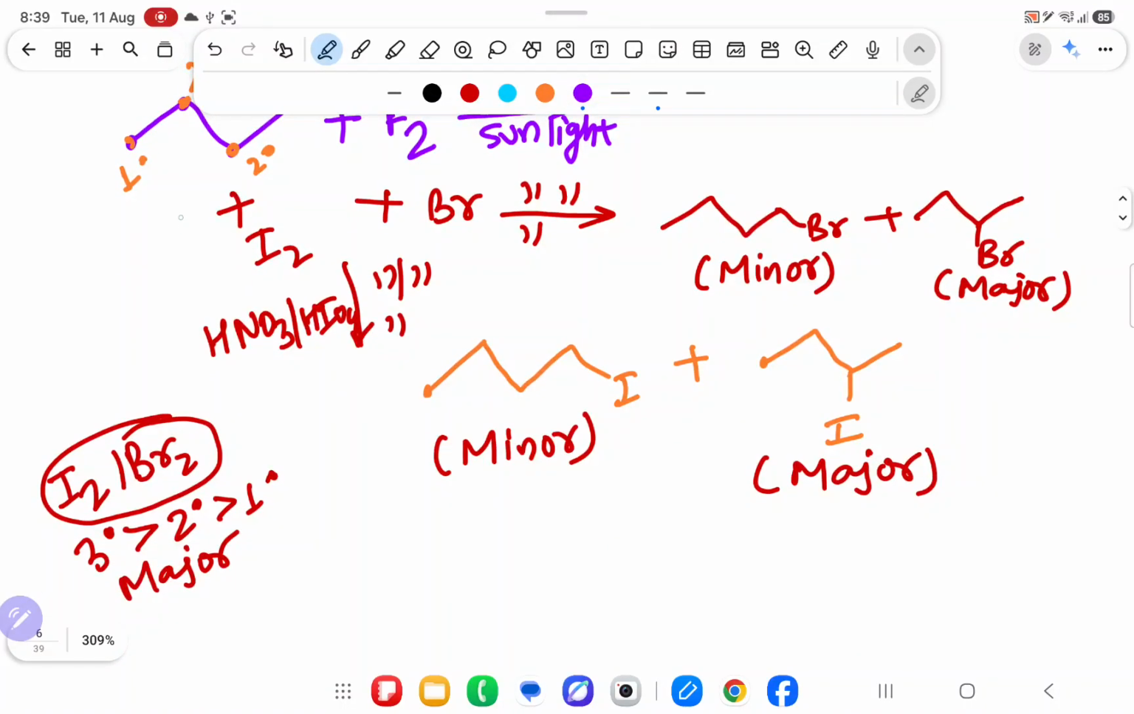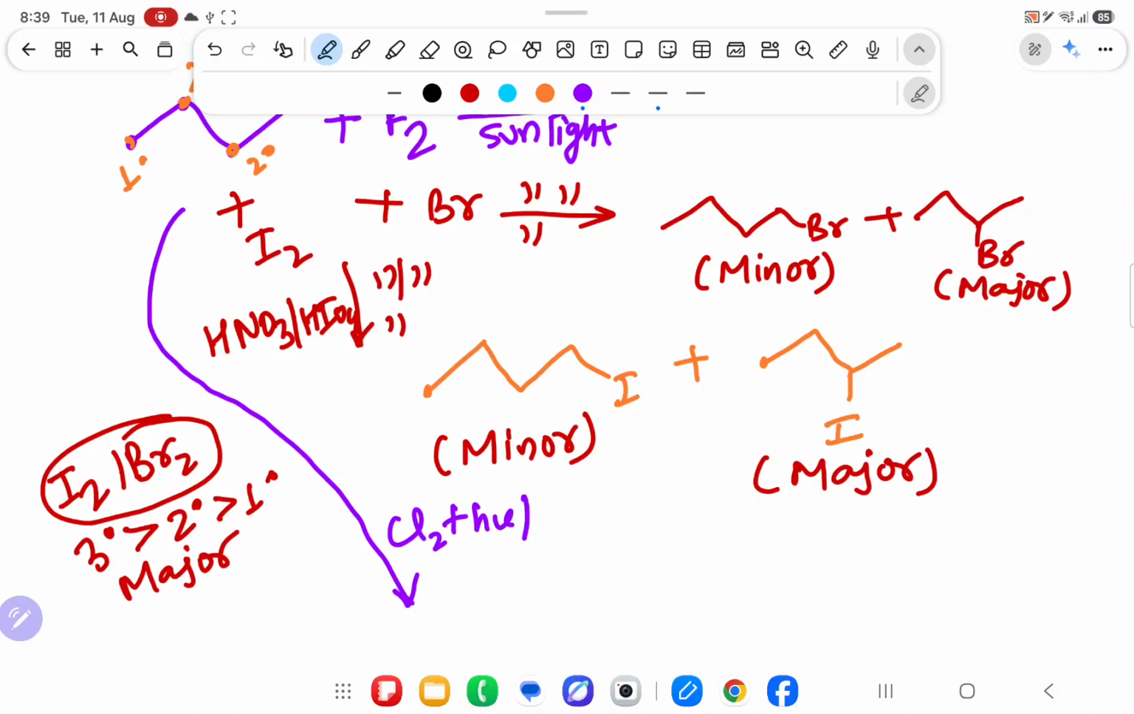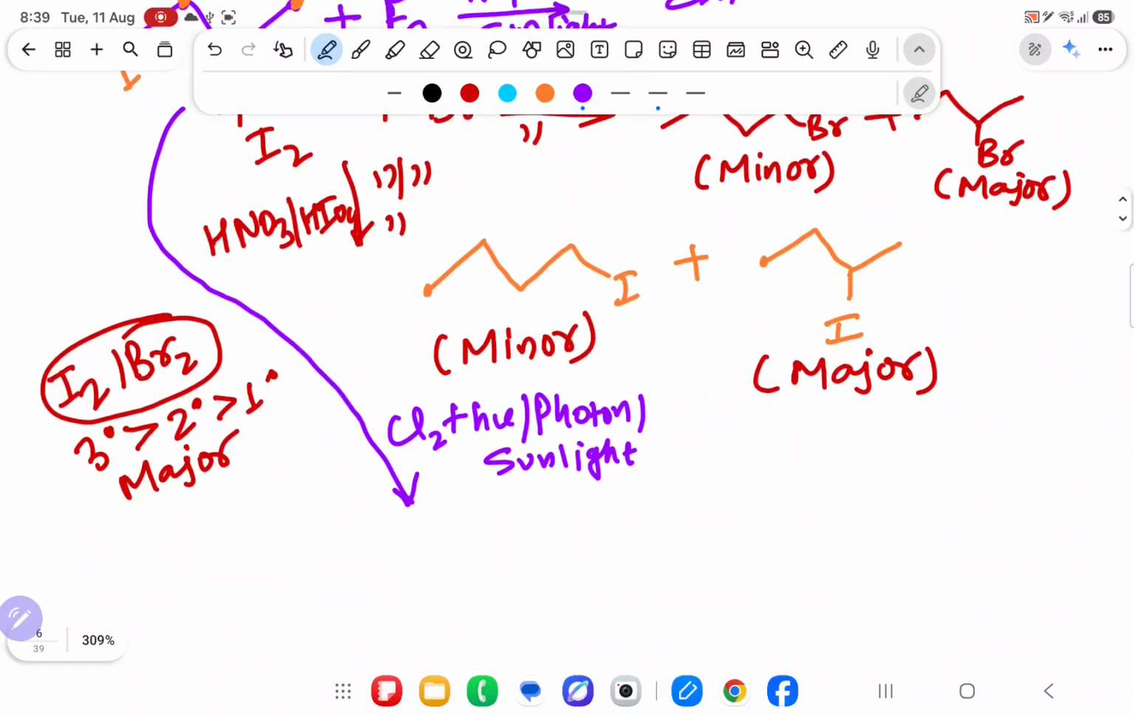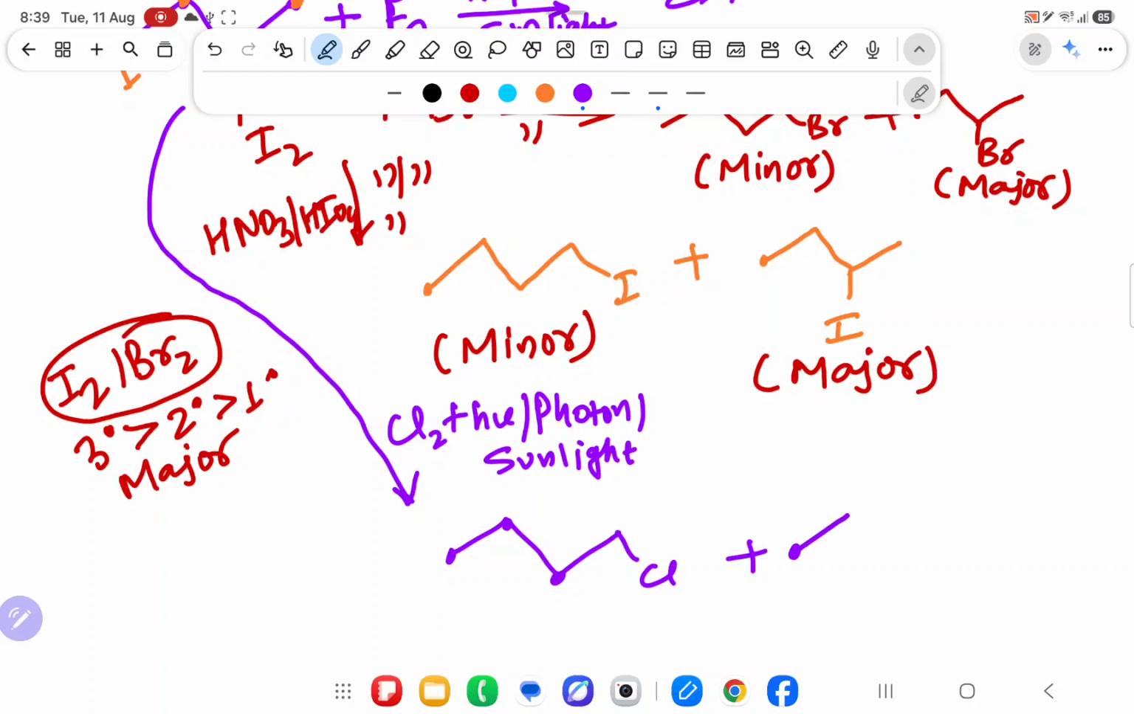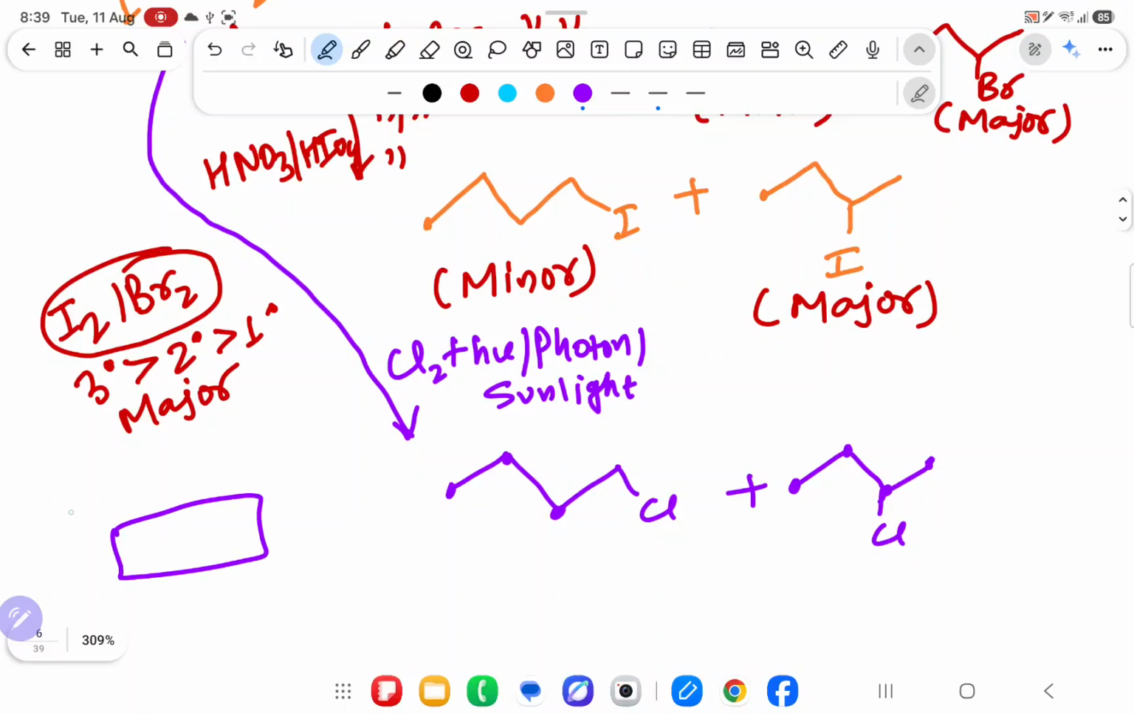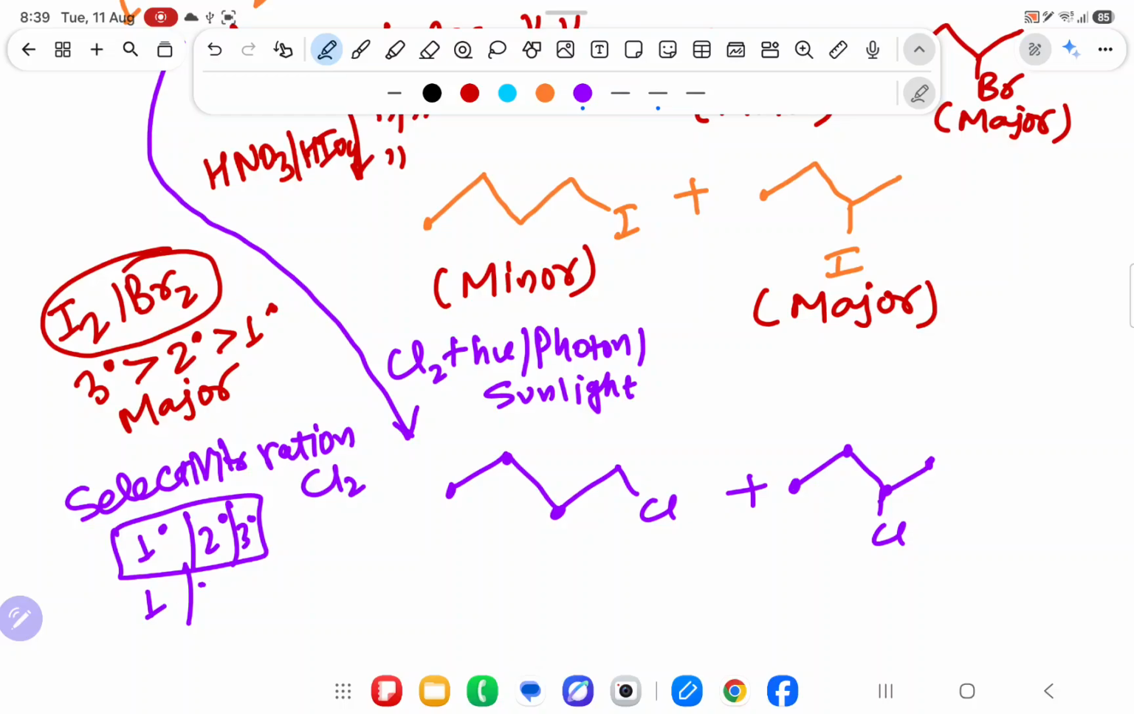But when they write chlorine in presence of h nu, photon or sunlight, then you can't say that 2 degree is major, 3 degree is major, or 1 degree is major. No. First you will make the products: 1, 2, 3, 4, here Cl; 1, 2, 3, 4, here Cl. And then you have to use the selectivity ratio. The selectivity ratio of chlorine for 1 degree, 2 degree and 3 degree is 1, over here 3.8 and over here 4.5.